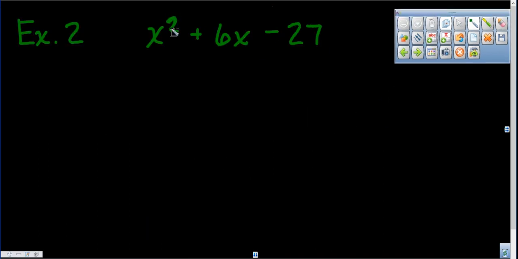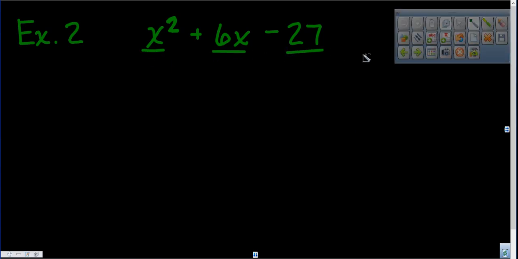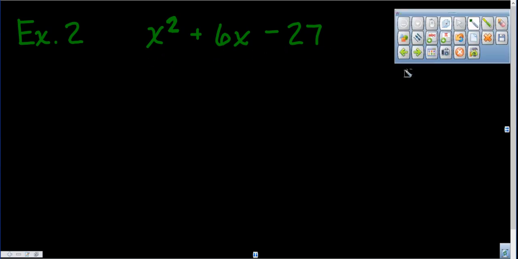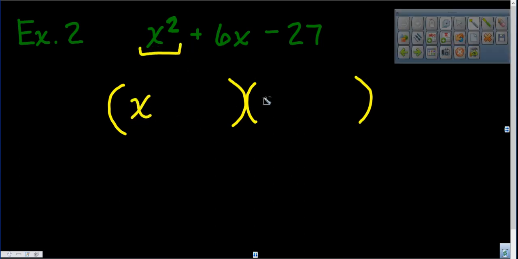Once again, I have a quadratic trinomial, and so I expect my answer to look like a binomial times another binomial. I see x squared, so I say x times x. That's the first multiplication that would occur. It's going to give me x squared. Now I look at the back term. It's a 27, and I'm going to be subtracting.